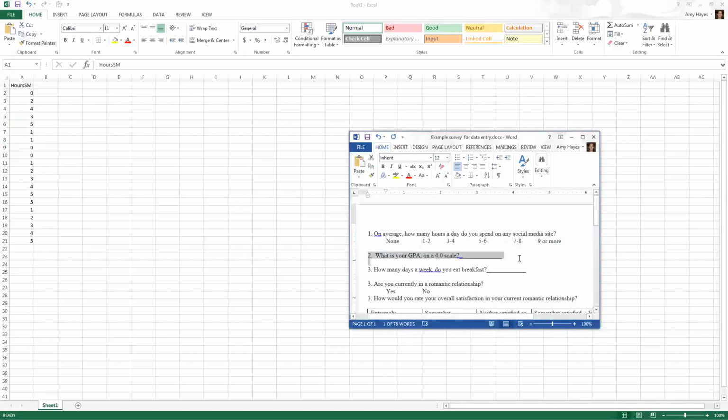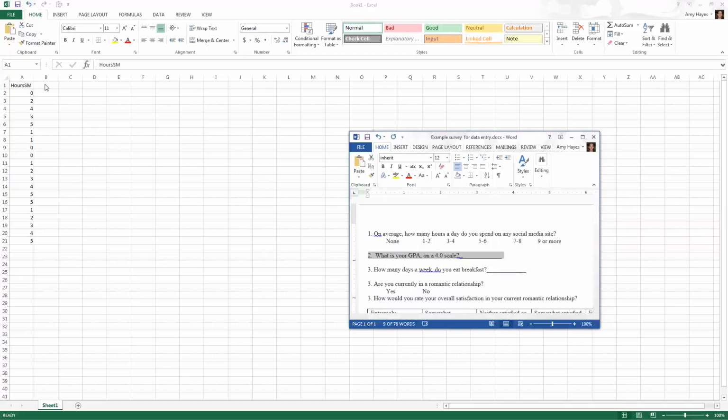When you have a continuous variable like this, so what is your GPA on a 4.0 scale? Some of you had questions like that. That is where somebody is just going to write down a number. So they might write down a 4.0, they might write down a 3.6. So what you enter into the spreadsheet is going to be exactly the number that they wrote down, because they're writing down a number on a continuous scale.